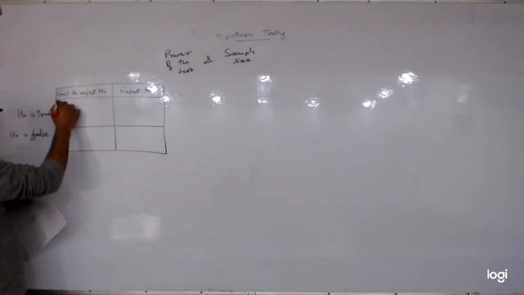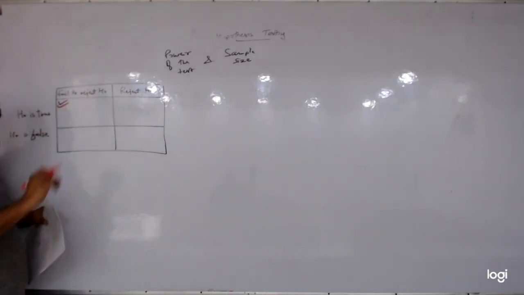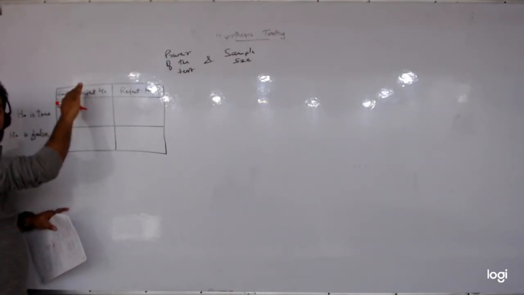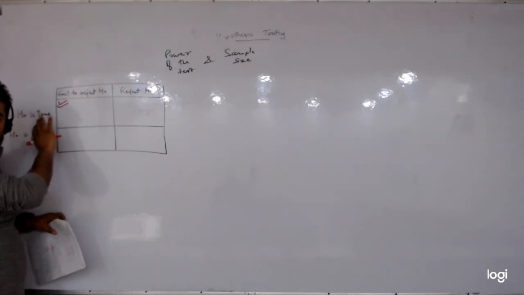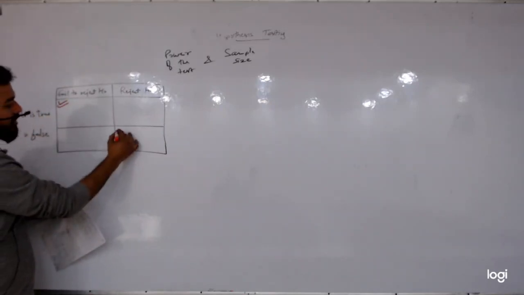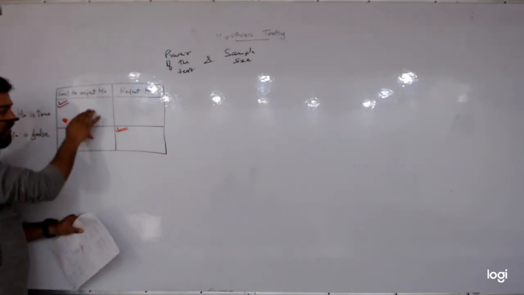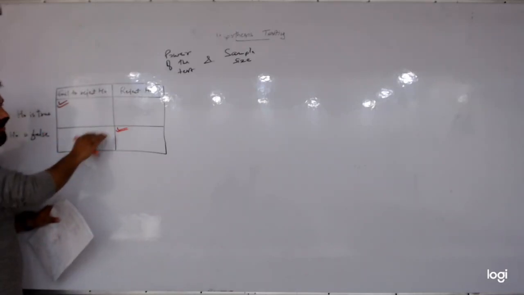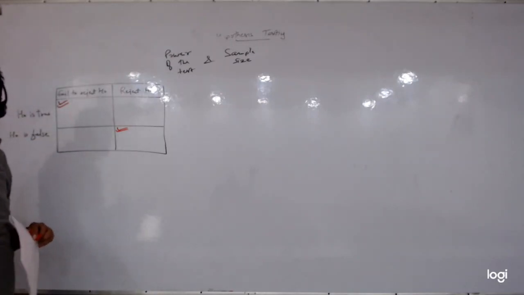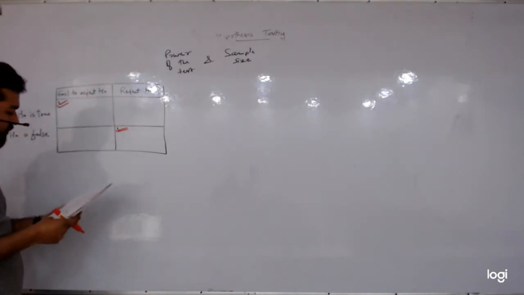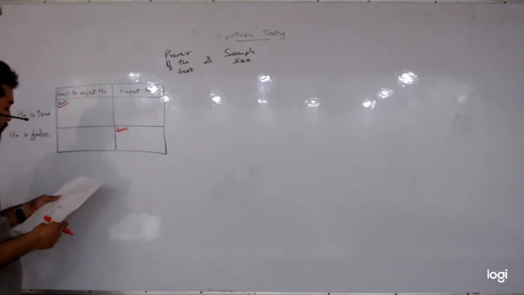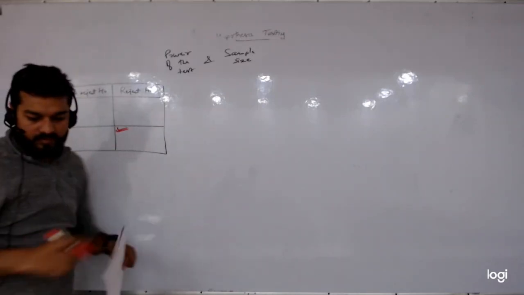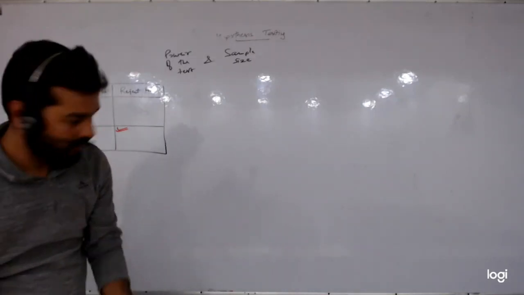This, I would say, is a good outcome. This is true and we fail to reject it. This is how it should be. And if it's false, we should reject it. These are where we should be. But these are where we can accidentally be. And what we're doing, okay, let me just draw this.